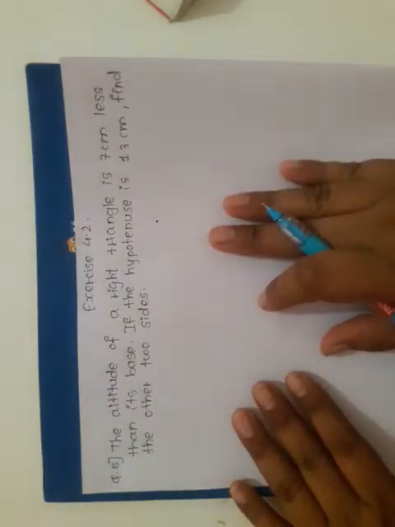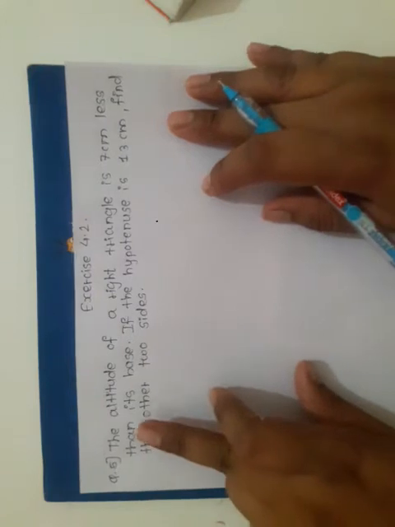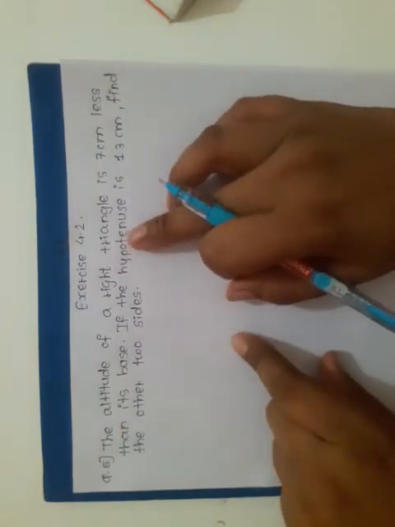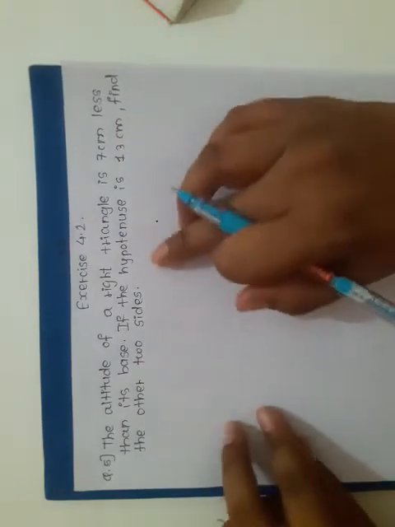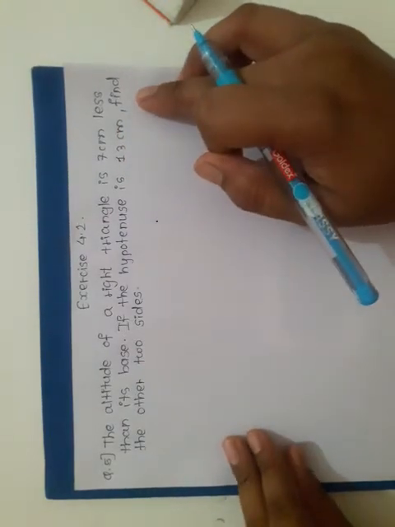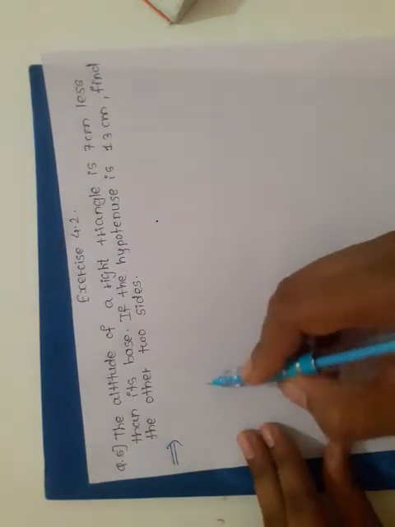Now come to the next question, question number 5 of exercise 4.2. In this question, the altitude of a right triangle is 7 centimeter less than its base. If the hypotenuse is 13 centimeter, find the other two sides. Means we have to find out the other two sides of a right angle triangle.